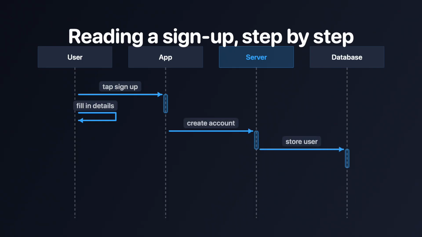Now watch the dashed arrows come back the other way. The database confirms it's saved. The server hands back a login token. The app tells the user they're in. So that's the key difference. A solid arrow goes out asking, a dashed arrow comes back answering.